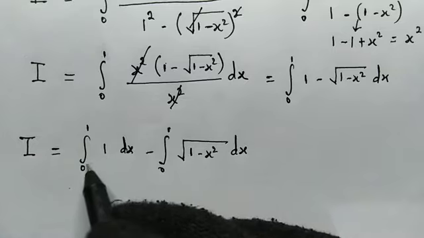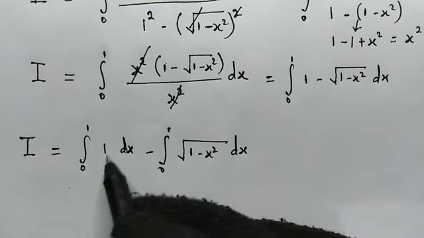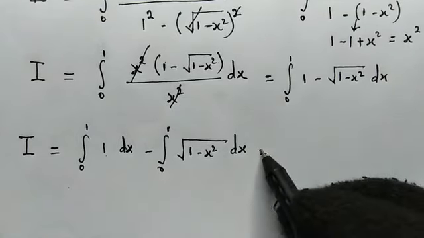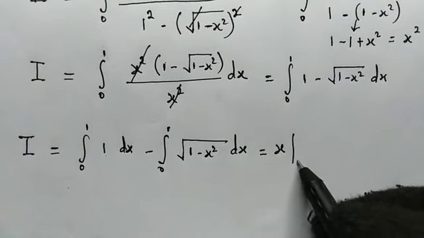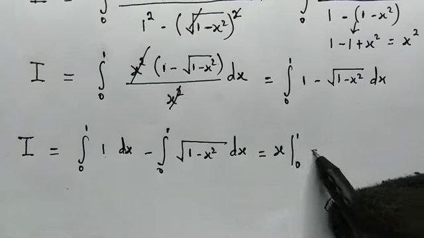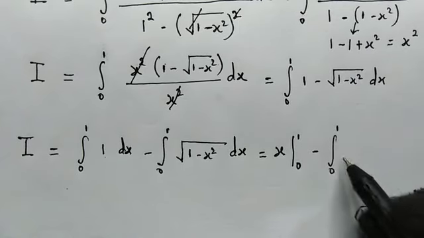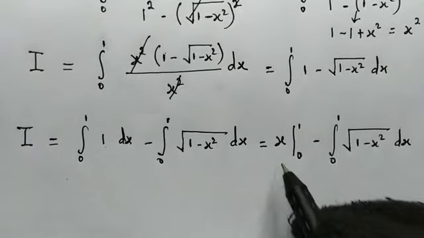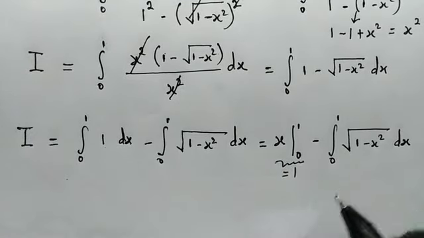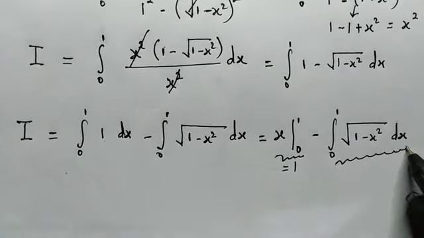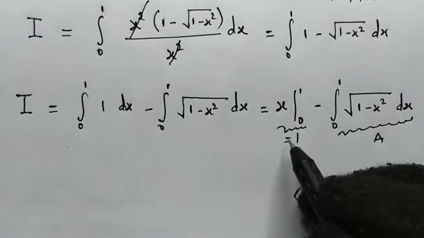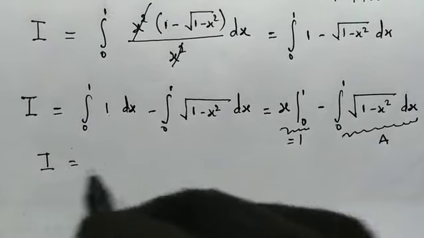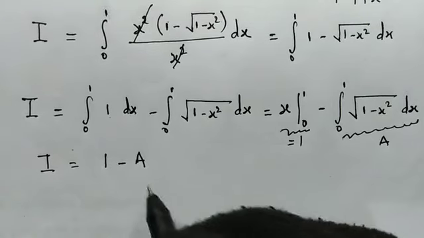For example, assuming we have the integral from 0 to 1 of 2 dx, remember, the integral of 2 with respect to x will be 2 times x. So here that is 1 times x, which is x, and we have our limits running from 0 to 1. And here we have minus the integral from 0 to 1 of square root of 1 minus x squared dx. So obviously, the first part is equal to 1. Let's call this integral here A. And so here we have I will be equal to 1 minus A.